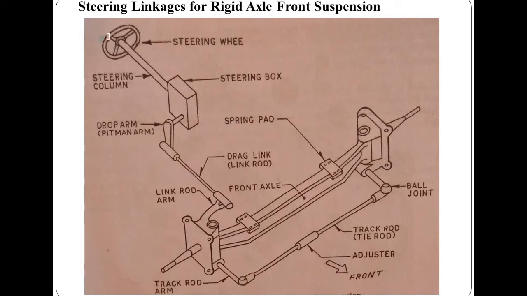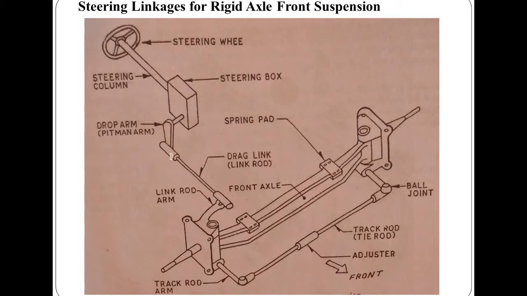This is the driving wheel through which the driver transmits the rotary motion, and this rotary motion is converted into the angular movement of the wheels. This is the steering column. Inside, the steering shaft is connected from this steering wheel to the steering box. The steering box consists of a gear box. This is the cross shaft through which the steering box is connected with the drop arm, also called the pitman arm, with the help of a ball joint at the ends.